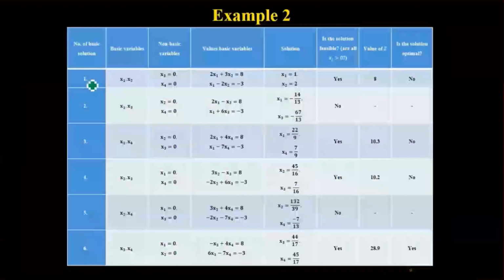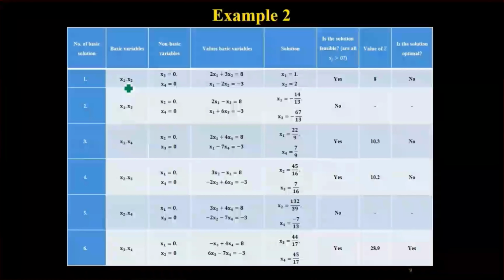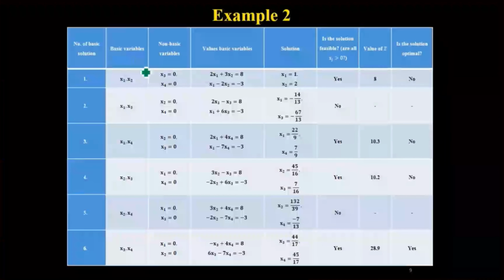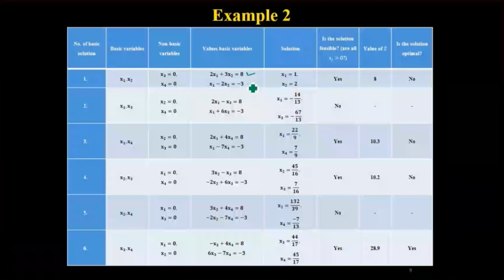Here you can see, for the first combination we are taking x1, x2 as basic variables and x3, x4 as non-basic variables, meaning x3 and x4 are 0. If you do that, the system reduces to 2x1 plus 3x2 equal to 8 and x1 minus 2x2 equal to minus 3.